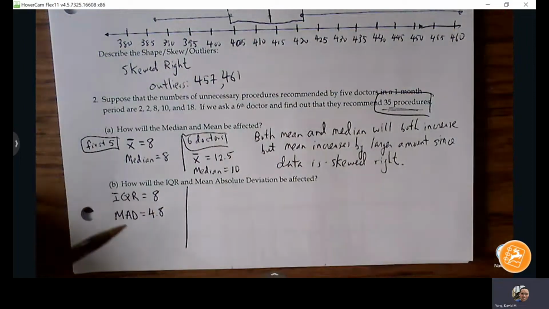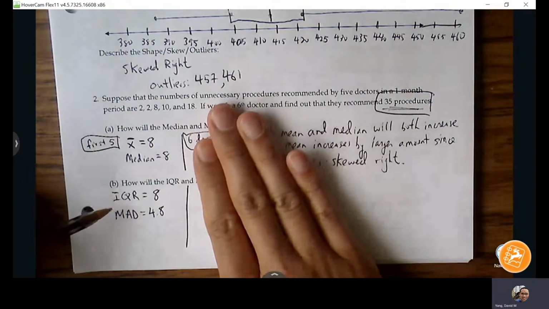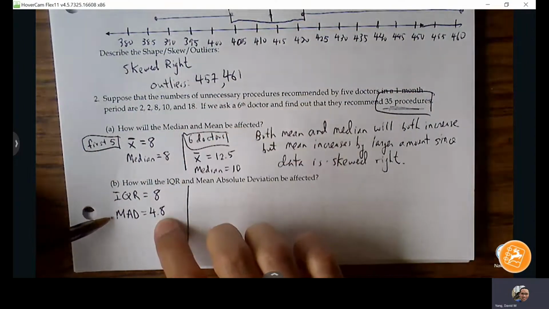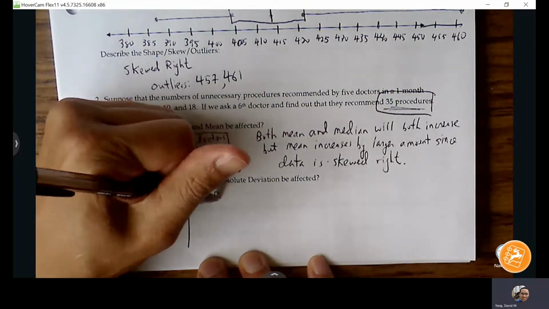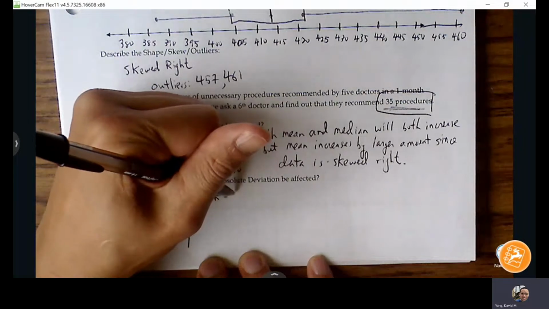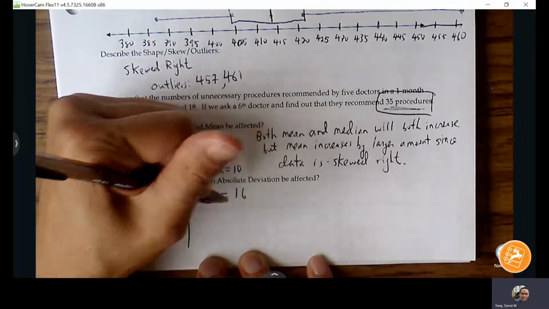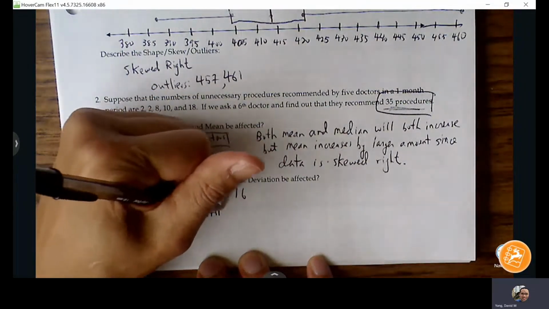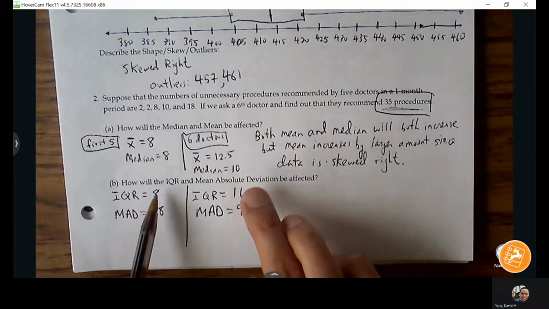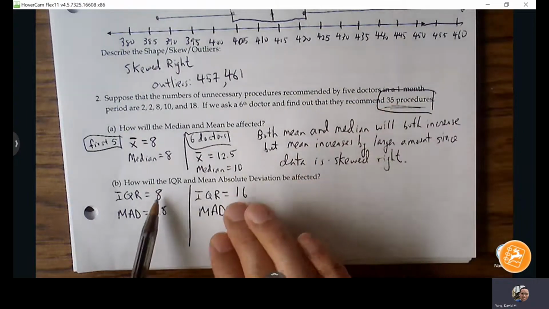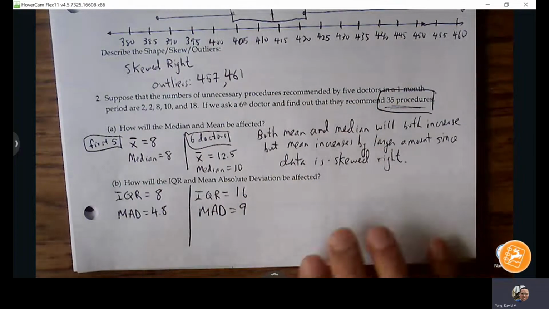Okay, how will IQR and mean absolute deviation be affected? If I just look at the first 5 numbers, IQR is 8, mean absolute deviation is 4.8. If I include that 6th doctor, IQR will go up to 16. Mean absolute deviation will also jump. So you see that that 35 is really pushing both these numbers to double, right?